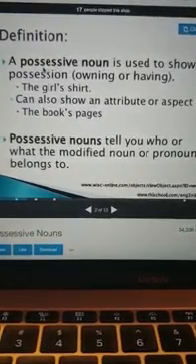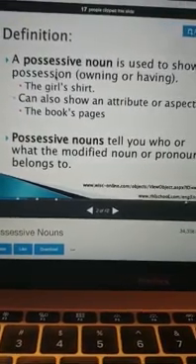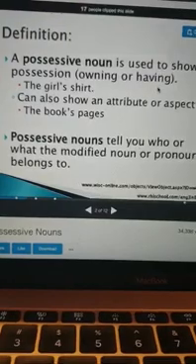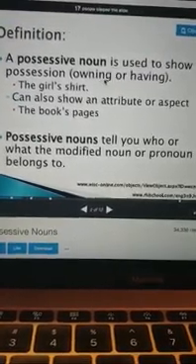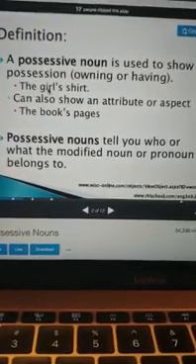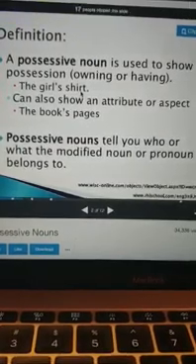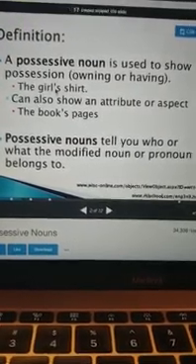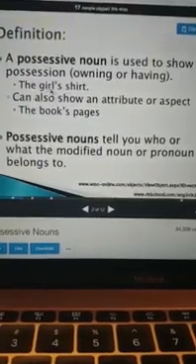So the definition: a possessive noun is used to show possession, owning, or having. That means somebody is having something, or something belongs to somebody, some noun. Like for example, the girl's shirt. See, girl is the noun and shirt is the girl's possession. That means we are talking about the shirt which belongs to this girl.